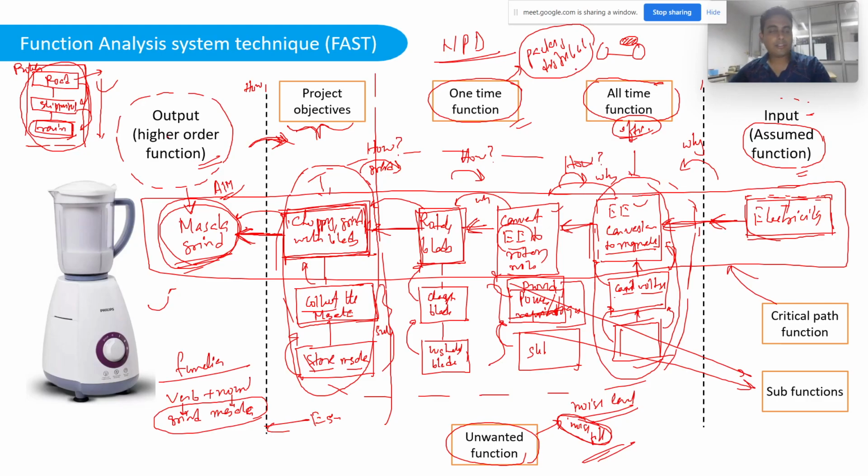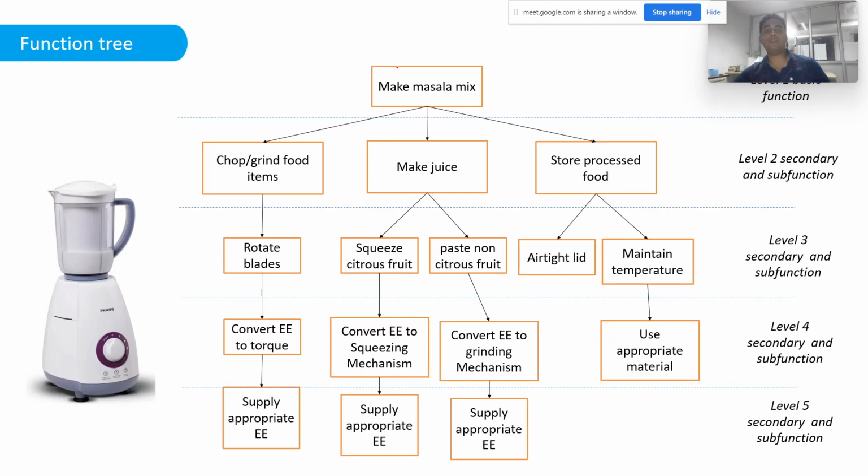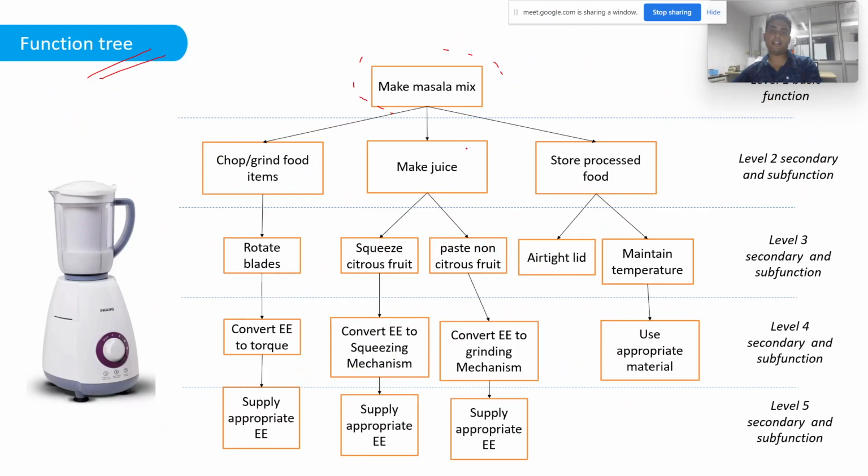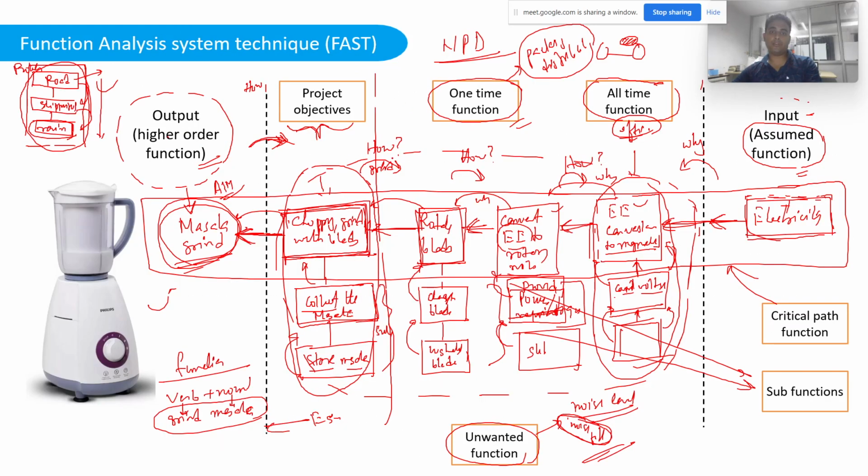So this is how we do functional analysis and function analysis system technique. After doing this, we go for developing the functional tree. A functional tree is basically a representation of these various functionalities in a hierarchical order. Here there is no hierarchy. We just try to understand from left to right how we can derive a particular higher level functionality from lower level functions.